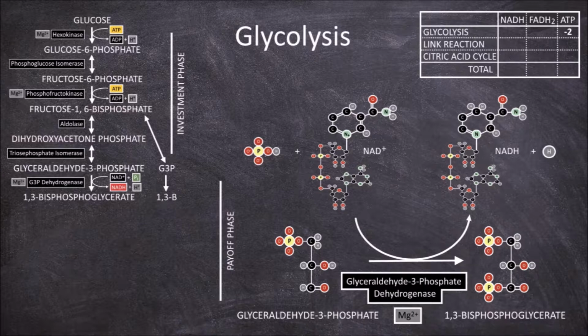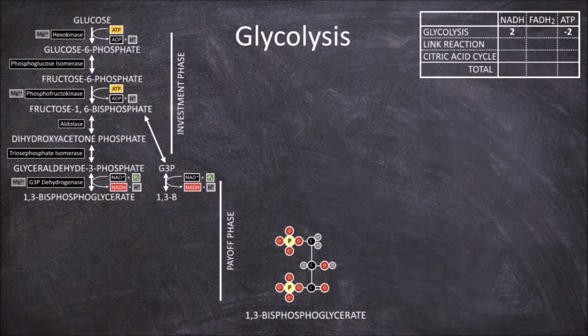This is a reversible reaction. This step occurs twice, once for each glyceraldehyde 3-phosphate. This step produces an NADH. As it occurs twice, 2 NADH are produced in total for 1 molecule of glucose. So far, we now have a net total of 2 NADH and -2 ATP.